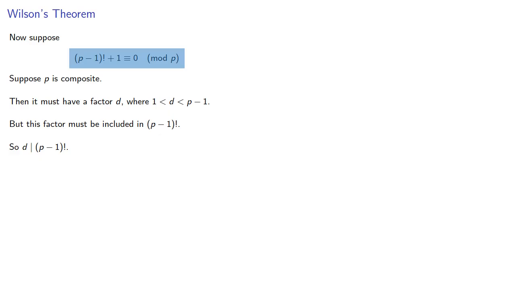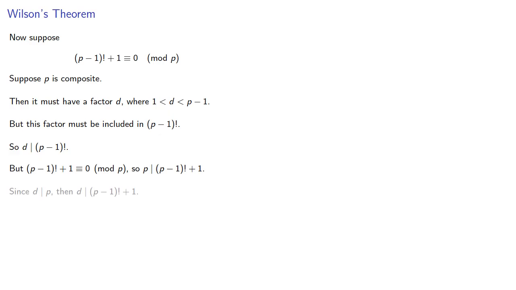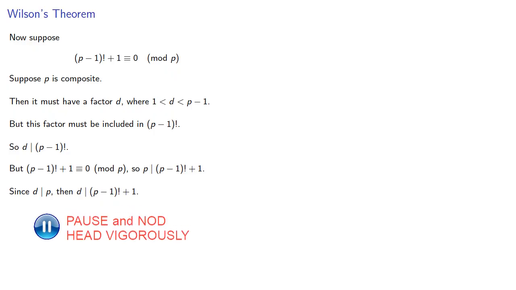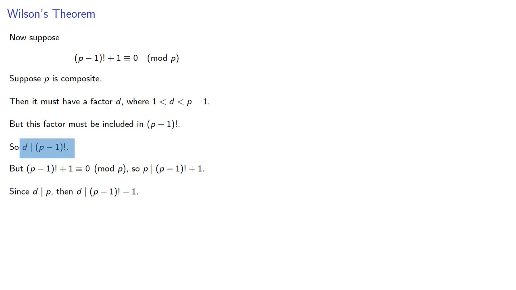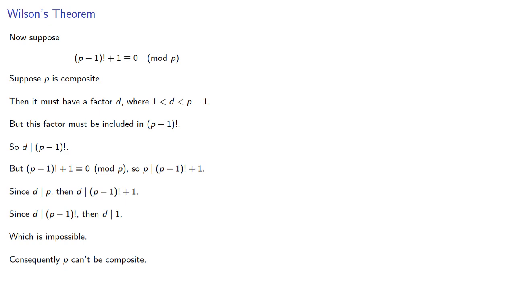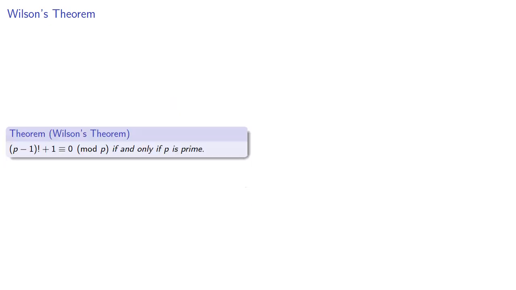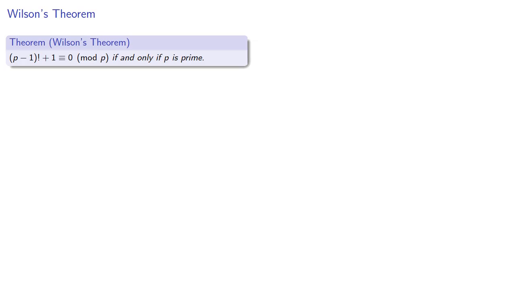But by assumption, P minus 1 factorial plus 1 is congruent to 0 mod P, so that means P has to divide P minus 1 factorial plus 1. And since d divides P, then d also divides this expression. But since d divides P minus 1 factorial, it has to divide 1, which is impossible. Consequently, P can't be composite. So the congruence is true only for primes. So this would seem to give us an infallible way of deciding whether something was prime.